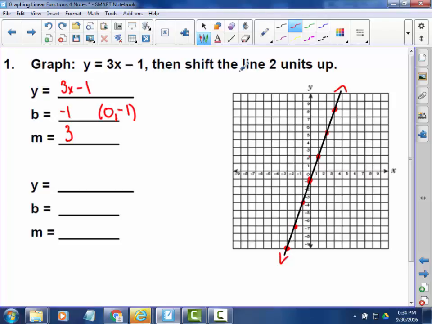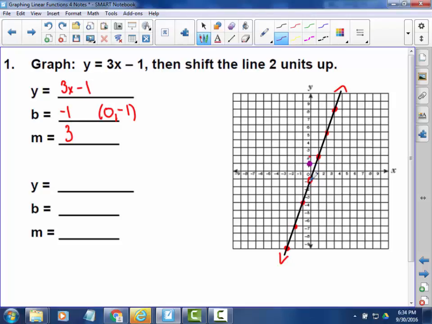Now it says to shift the line 2 units up. I'm going to change colors so that we can see the difference. Right now we're sitting on the y-axis at -1, so 2 units up from there would be 0, 1. That would be 2 units up.